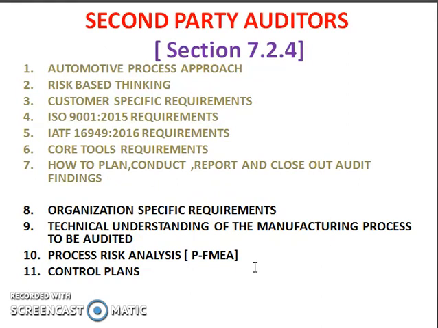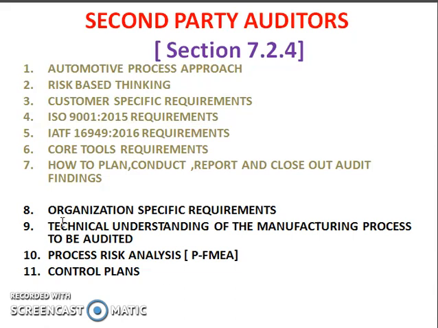Again the same structure. He should also be able to understand point 1 to 7. So QMS auditor plus points 8, 9, 10 and 11. What are those? So apart from customer specific requirements, this second party auditor should also know what are the organization specific requirements. Now what is this organization specific requirements? Now if you are going from your company to your supplier for second party auditing, then you should know what are the specific technical requirements of your company which you expect from your supplier. That should be documented. Okay.